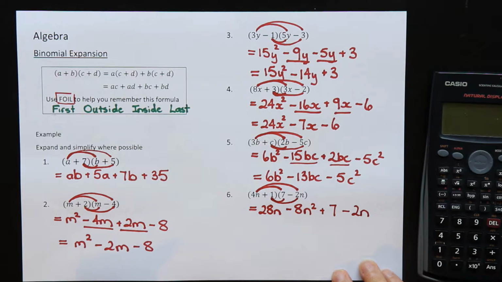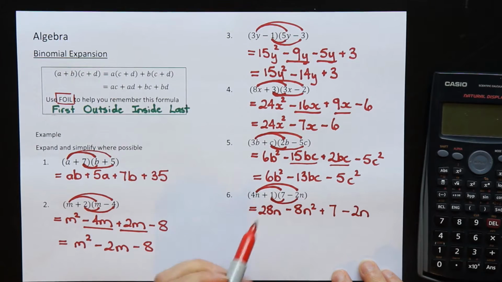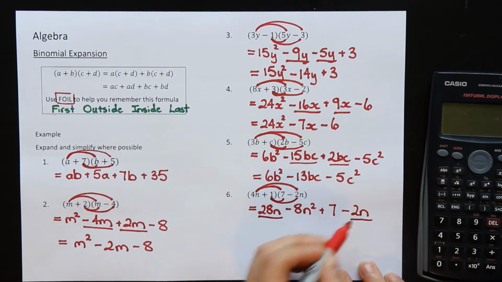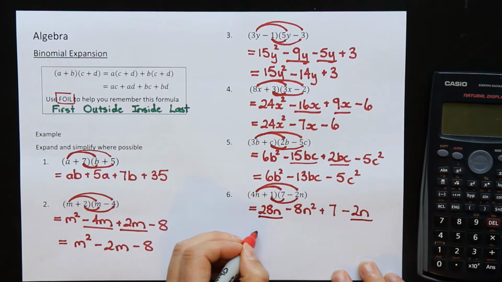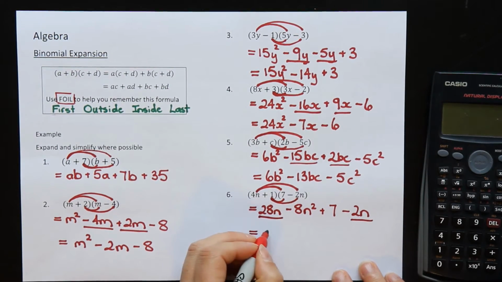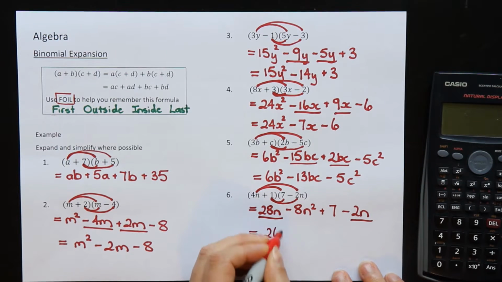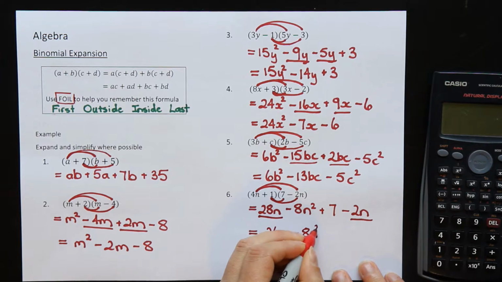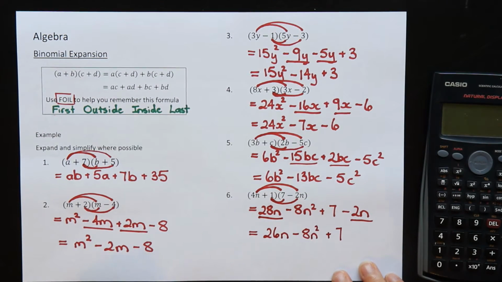Okay, so this time my like terms are in different places. I have a 28n here and a minus 2n there. So let's do those first this time. 28n minus 2n is 26n minus 8n squared plus 7.